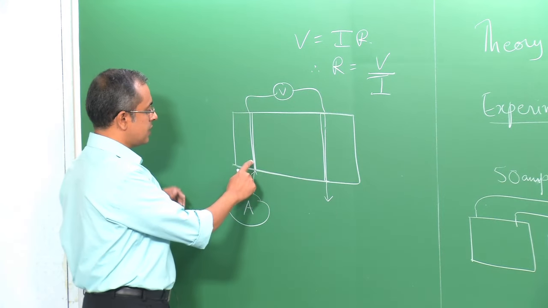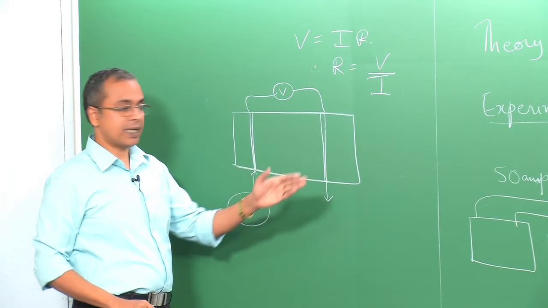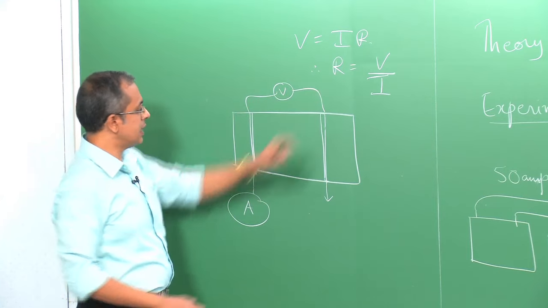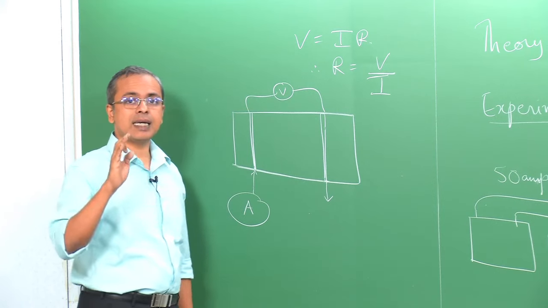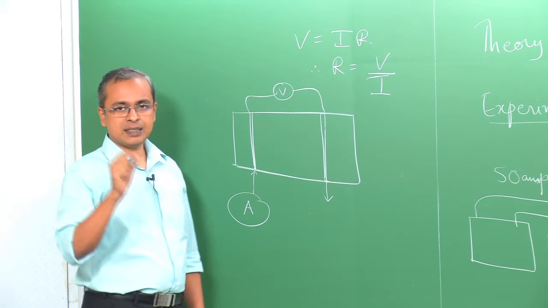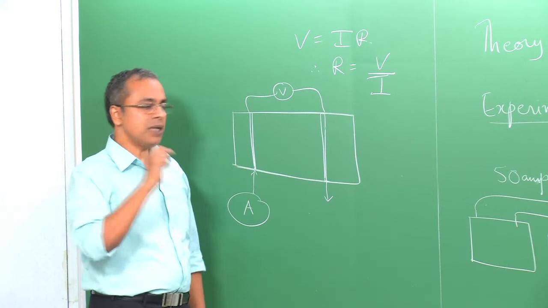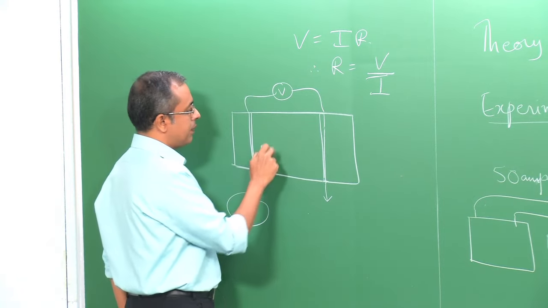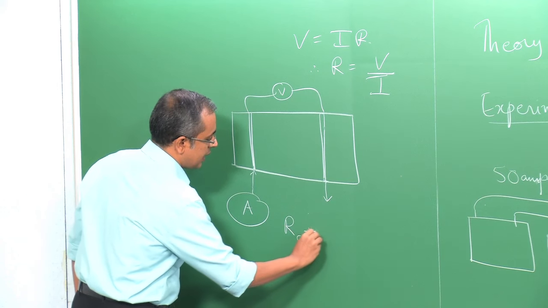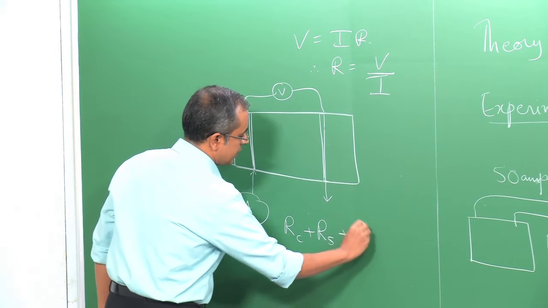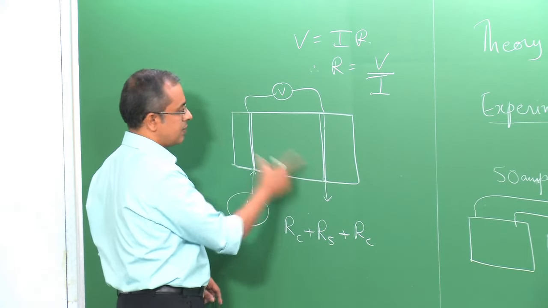There is a resistance associated with the contact of the leads with this sample, and that can be significant. So, actually this R that you are measuring is not simply the resistance between this point and this point that can be attributed entirely to the sample. There is a contact resistance, which I will put as R subscript C, and we have one here and one here. Let us say the R for the sample is R subscript S. So, what you are actually measuring is RC plus RS plus RC. You are measuring two contact resistances associated with these two, and you are measuring the resistance of the sample.